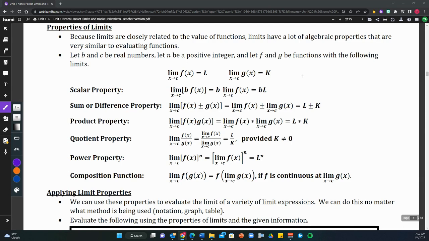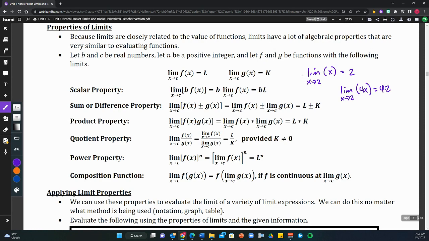So the scalar property. Scalar means we are multiplying something together. If I take an original function and multiply it by a number out in front, all that does is multiply the limit of f by that same value, so we end up with b times L. This would be like if I take the limit as x approaches 2 of the expression x, that's a well-behaved function, so I can use direct substitution, so that limit would be 2. If I evaluate the limit as x approaches 2 of 4x, that's just 4 times 2. So it's a way of manipulating the y values. If all the y values grow by the same factor, then so will the limit of those y values.